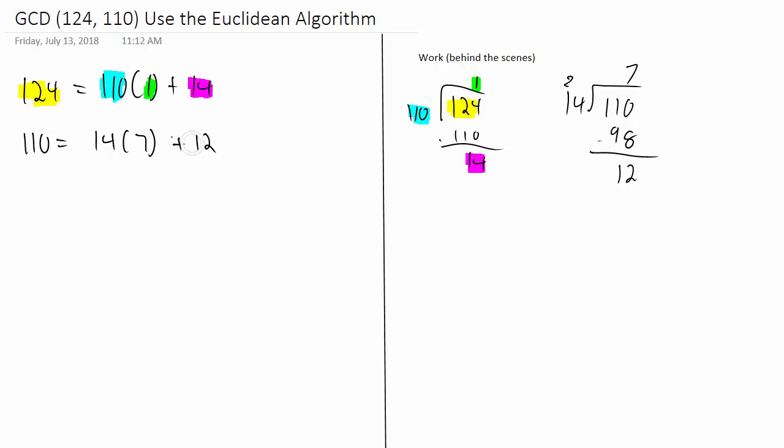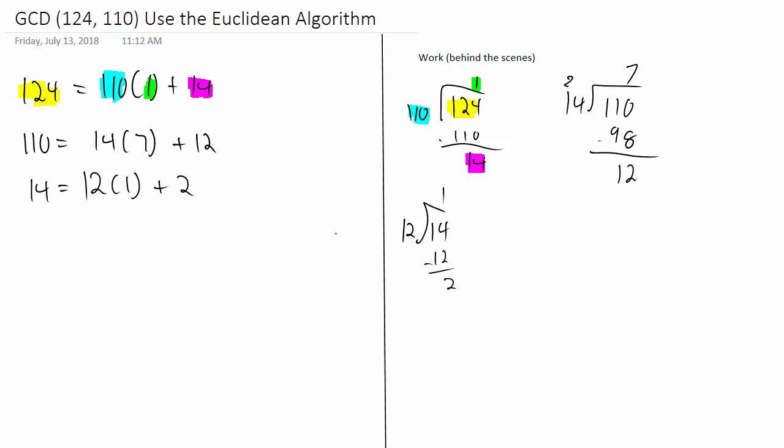Now again, look at the right side of the equation. Divide the big number by the small number. So divide 14 by 12, and so that goes into it one time. 12, remainder of 2. So 14 is 12 times 1 with a remainder of 2.